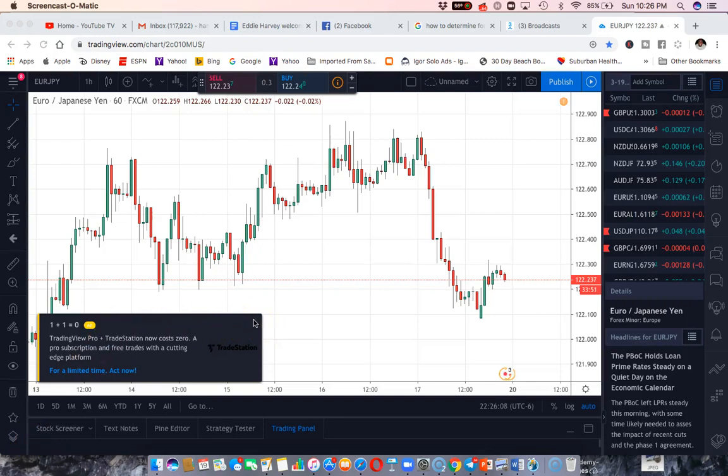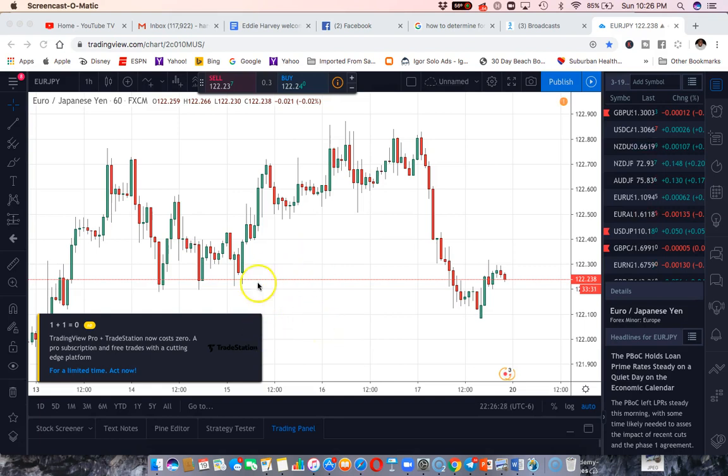All right, guys. So, how to determine Forex trend direction? Here I am looking at a pair, the euro versus the Japanese yen, and to be able to determine what direction it's going to go in, how can I make that happen?